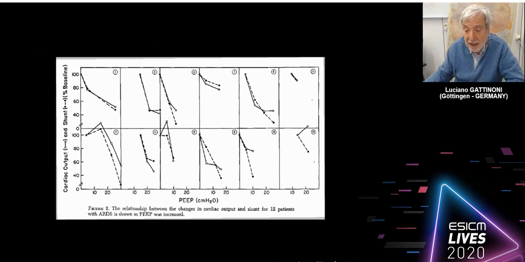This is an old paper from Danske, which has been reconfirmed. Danske will say, okay, when I assess the recruitment by looking at the increase of PF, I'm very happy. So PF increases, we increase PEEP, that means recruitment. Not at all. That is not necessarily true. As an example, you have a lot of patients in which increasing the PEEP led to an increase of PO2 and a decrease of shunt, but it was just parallel to the changes in hemodynamics.